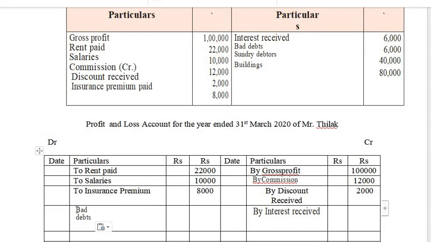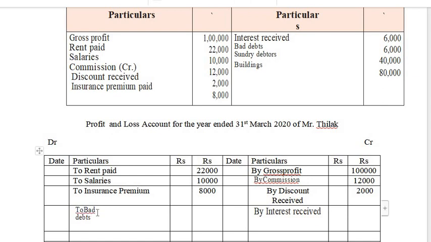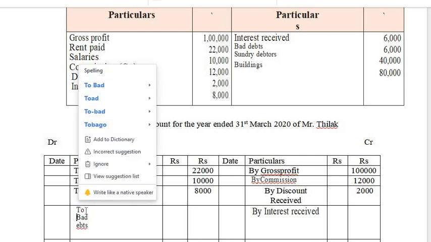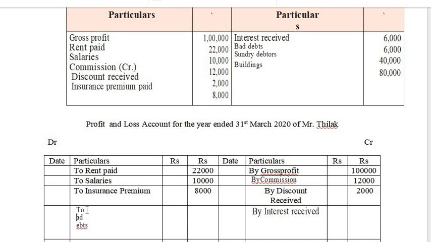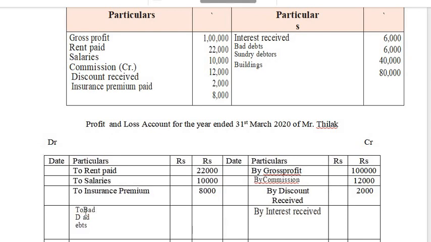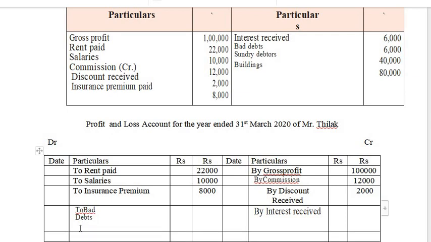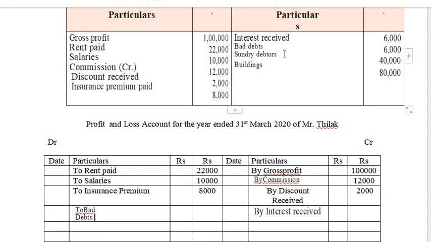Two bad debts. Okay, two bad debts. Then the sundry debtor and building is an asset, so I'm not going to consider it in the P&L account. So I'm going to tally the balance account.